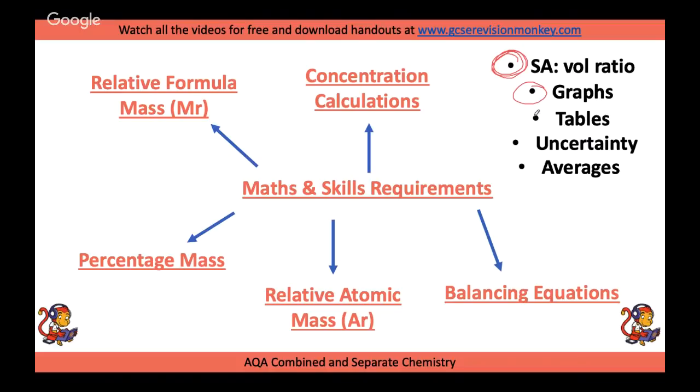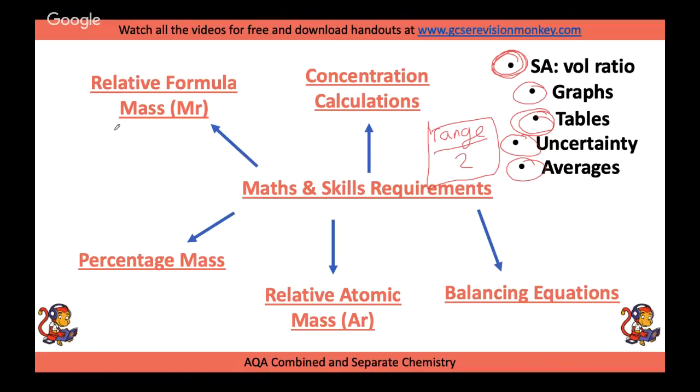Looking at graphs, drawing graphs, tables, reading data from tables. Uncertainty hasn't come up yet, so that is range divided by 2. So that's definitely an equation to remember. Uncertainty is range divided by 2, and they could ask you to calculate averages.